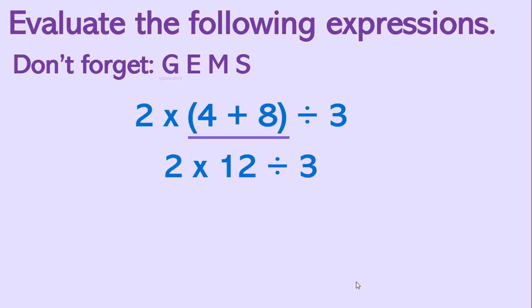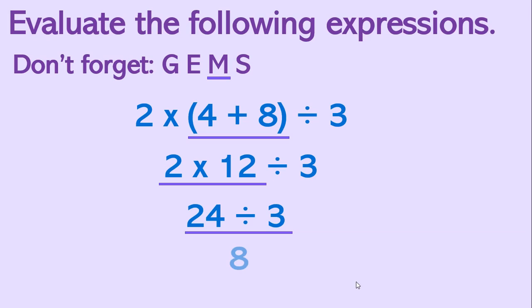There's no more grouping symbols, so we're going to move on to exponents. There are no exponents, so we move on to multiplication and division. There's both in this expression, so we're going to start by going from left to right. 2 times 12 is 24. Now we can divide 24 divided by 3, which is 8. So the value of this expression is 8.